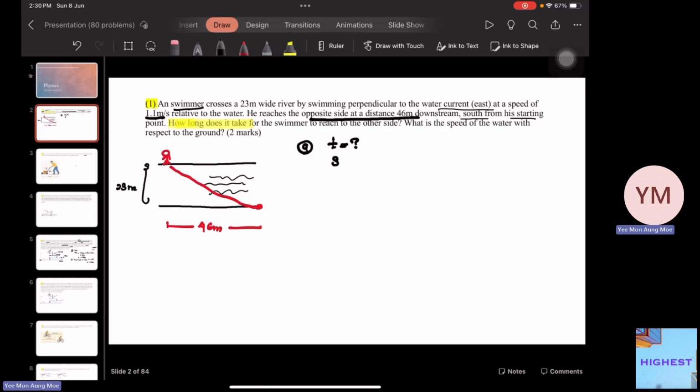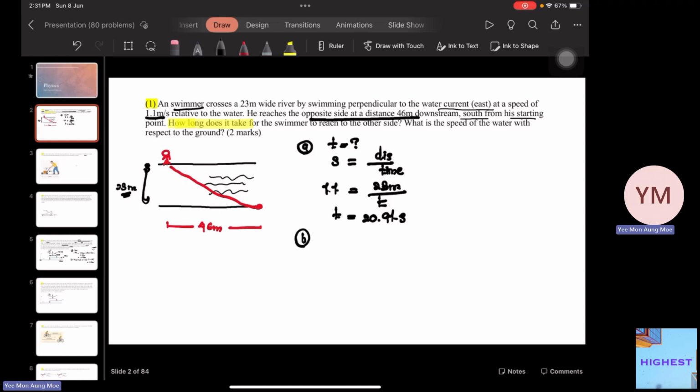Speed equals distance over time. Let me write down S equals distance by time. The time is for the swimmer, so the distance the swimmer passed is 23 meters, and the time we want to know is t, and the speed is 1.1. So to find t, we divide 23 by 1.1. The answer is 20.91 seconds. This is the first question.